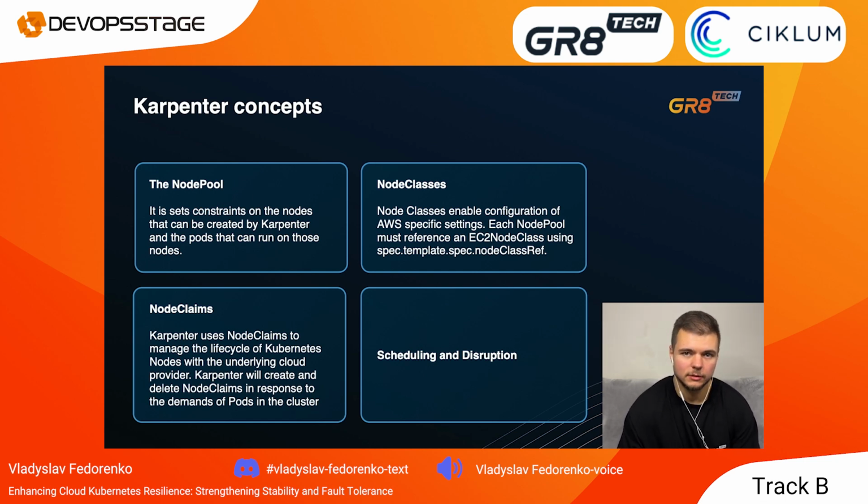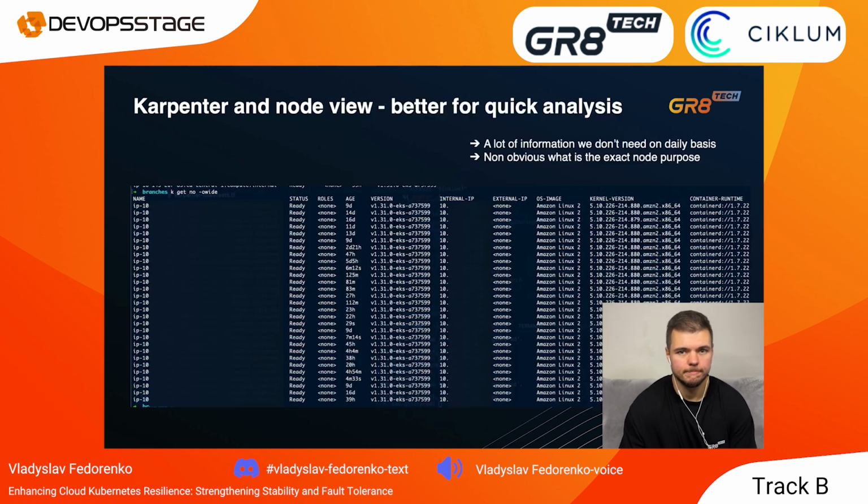Third concept is node claims. Why do I like node claims so much? In the past, I had to work a lot with Azure Kubernetes, and my question always was, why is there such a great representation of node pools in Azure and it's so non-obvious in AWS? Because in Azure you can look at your node pools separately, you can choose instances for each node pool separately, and you can delete or redeploy each node pool separately too.